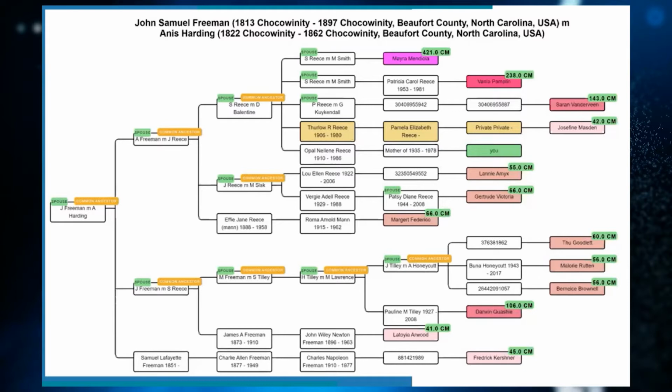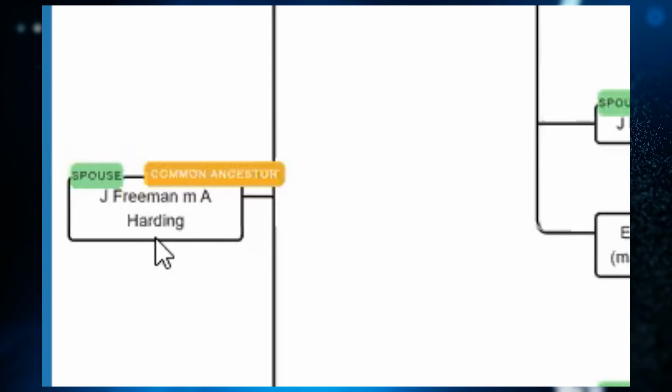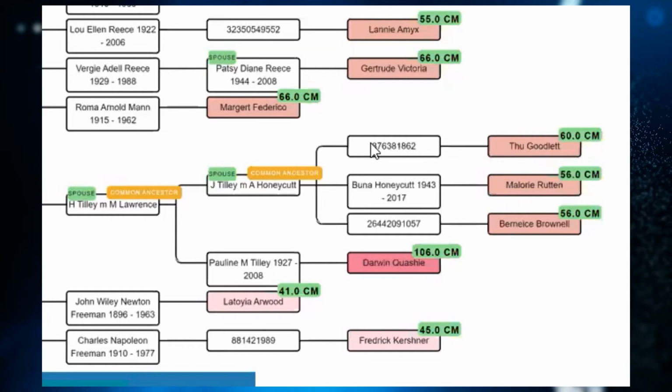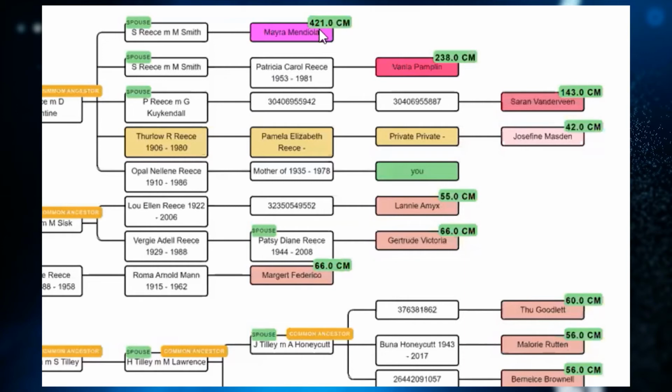So this is John Samuel Freeman. And you can see at the complete right, these are DNA matches that are linked to this particular common ancestor. And some have different common ancestors as well. So this section, these people here, they have a grandfather, grandmother set that are shared. And the colors that I used reflect the amount of shared centimorgan. See, the ones that are more purple share much more.